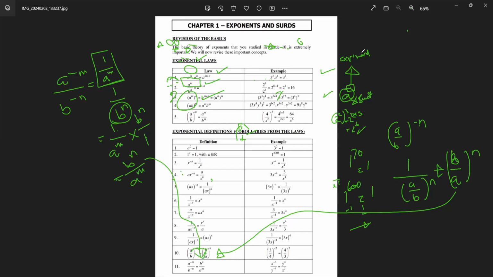So then I also have some problems. Let me share this page. I have some very simple problems.